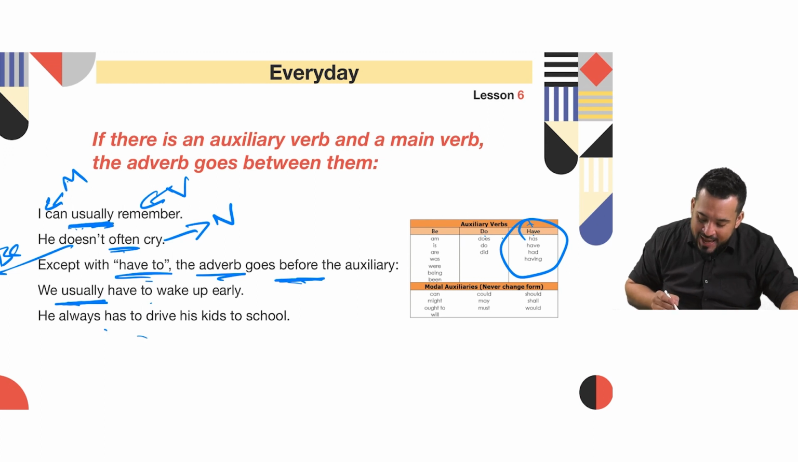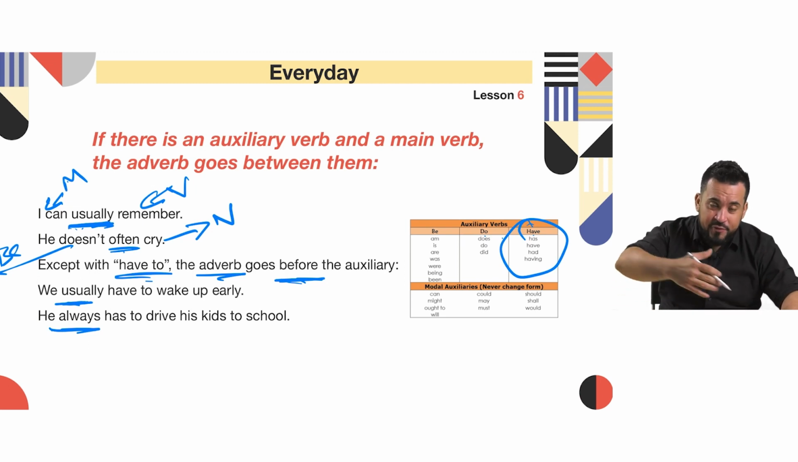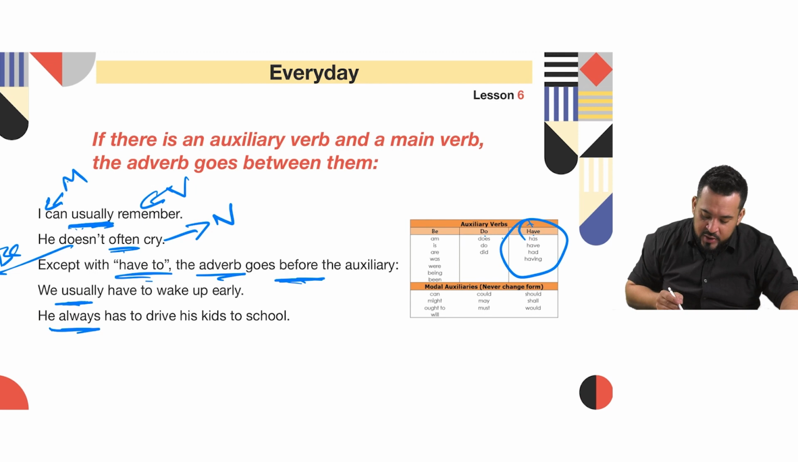He always has to drive his kids to school. So again, the indefinite time adverb always will be before has to. So this is the rule for has to.